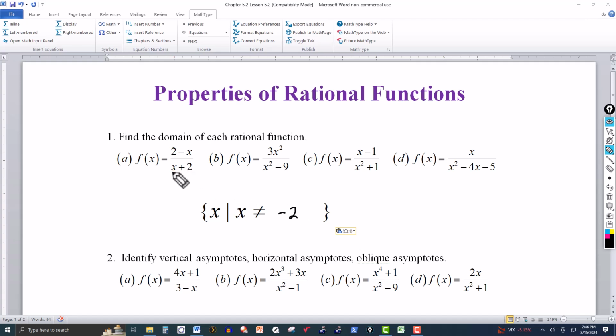Because if you put a negative 2 in the denominator, negative 2 plus 2 is 0. That's division by 0. That's undefined. So that's the answer to the first one.